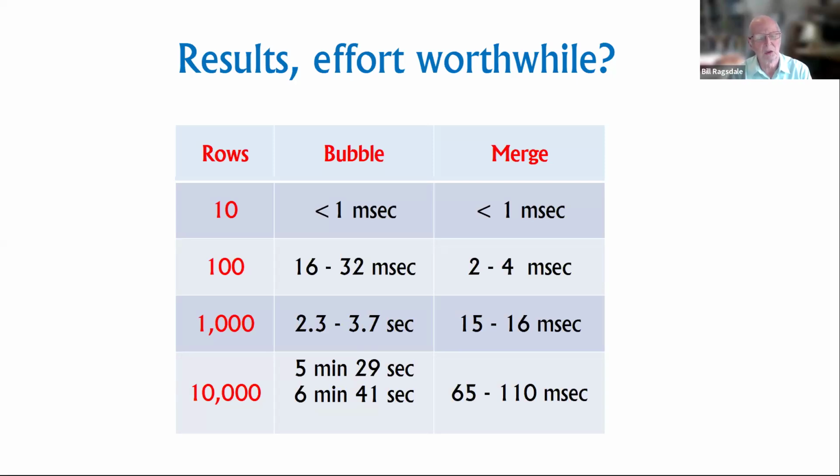The proof in the pudding is the 10,000 row sort. That took for the bubble sort between 5 and 7 minutes. And for a merge sort, it's less than 2/10 of a second. About the time of a keystroke or two, so the sort time would be hardly noticeable.